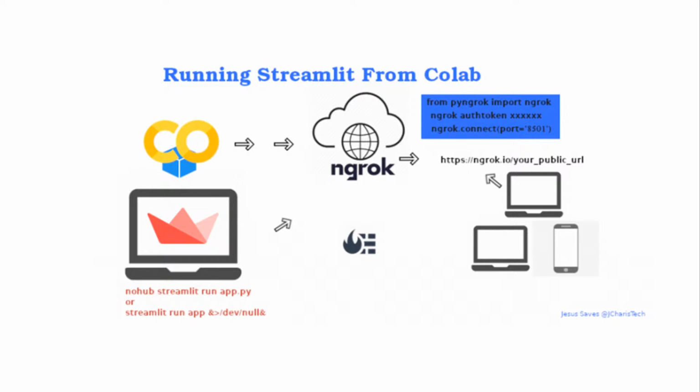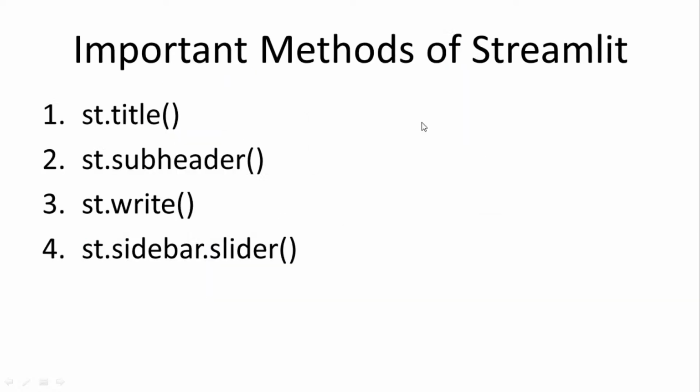If you want to run Streamlit from Colab, this is what you will have to do. You will have to write the code on Google Colab. Once you write the code, you will have to run it in the background by writing, say, streamlit run app, and after that is done, you will have to call ngrok, and ngrok will give its own public URL. That is how it will work. So let's see how it works with the help of ngrok.